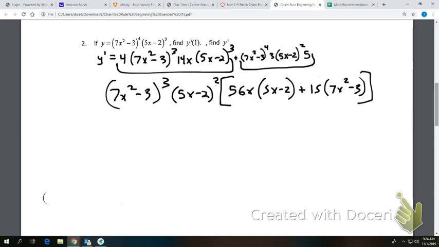Okay, I bet I can simplify in that bracket. So 56 times 5 would be 280x squared. Does that sound right? Help me out here. Hold me accountable. It's 56 times 5. I'm trying to do that in my head. 280x squared. I'm going to write it right below it.